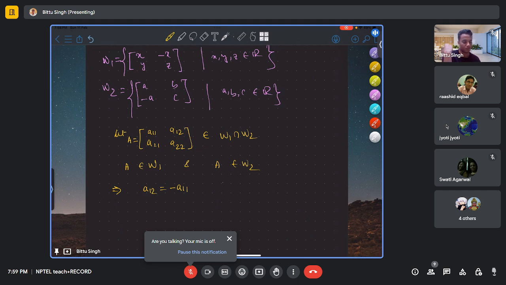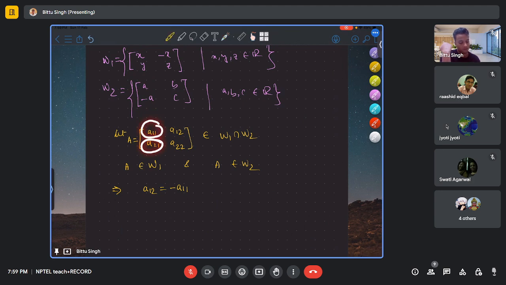And what is the meaning of A belongs to W2? Here the relation is that the third entry is the negative of the first entry. Therefore A21 will be the negative of A11.